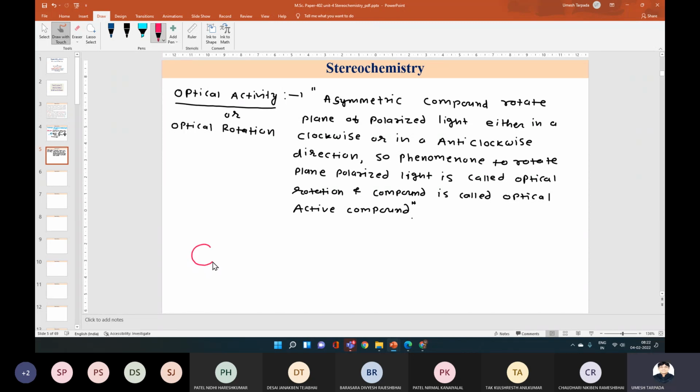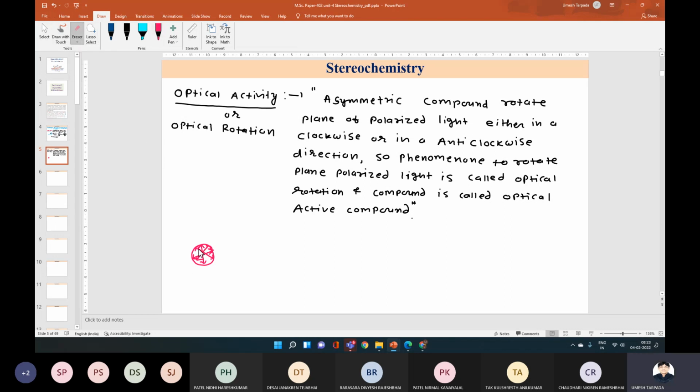This is a polychromatic light. What is the meaning of polychromatic light? It has components of wavelength in all the directions. So this light is, we can say, polychromatic.